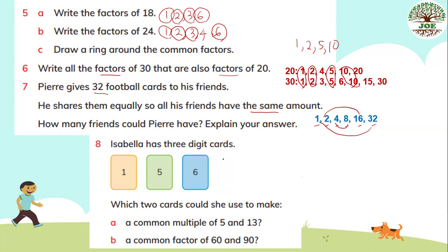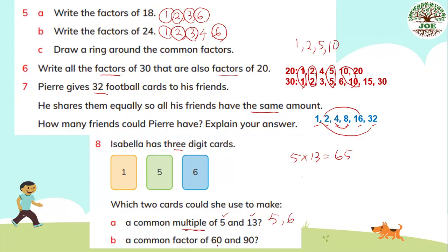Okay, number 8. Isabella has 3-digit cards: 1, 5, and 6. Which 2 cards would she use to make a common multiple of 5 and 13? 5 and 13 are prime, so we can find a common multiple easily by multiplying them. 5 times 13 is 65. So the two cards for part A are 5 and 6, because we want to make 65.